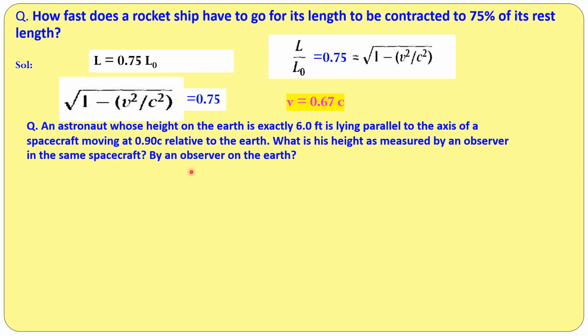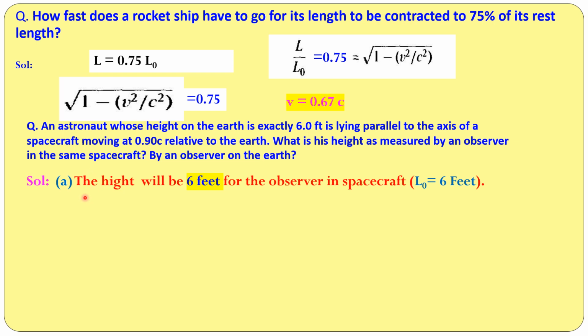Similarly, there is one other example. An astronaut whose height on the earth is 6 feet is lying parallel to the axis of a spacecraft moving at 0.9 c relative to earth. What is his height as measured by an observer in the same spacecraft and by an observer on the earth? The first part: for the observer in the spacecraft the height will be the same because the observer is inside the spacecraft, so L naught will be 6 feet.